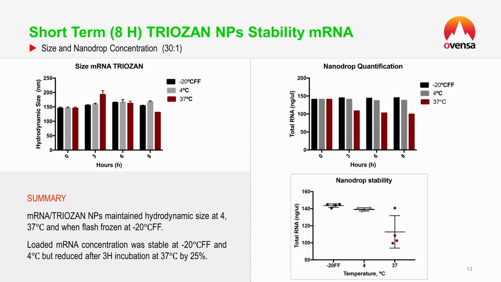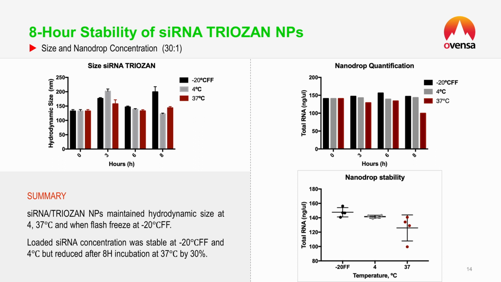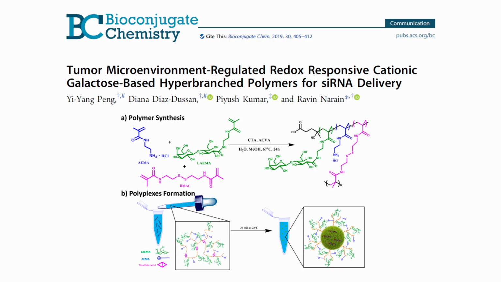So the company Ovensa and other collaborators are interested in looking at the stability. We have done mRNA and siRNA stability. Currently, we are also working on microRNA stability as well. I'm not going to spend too much time on that aspect of the chitosan.